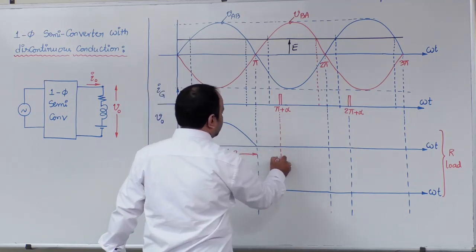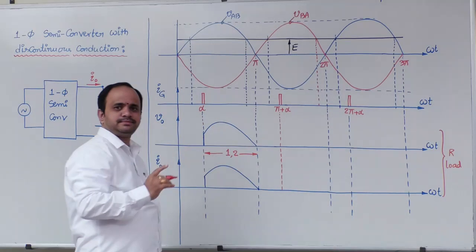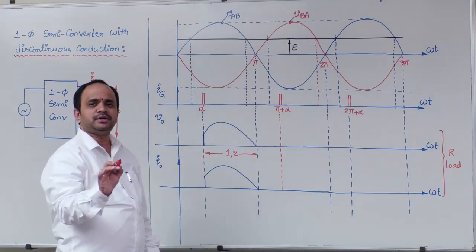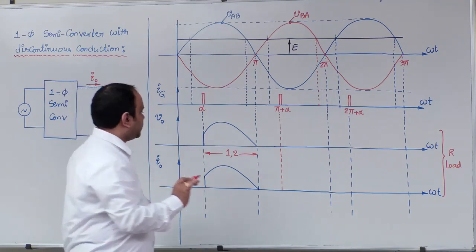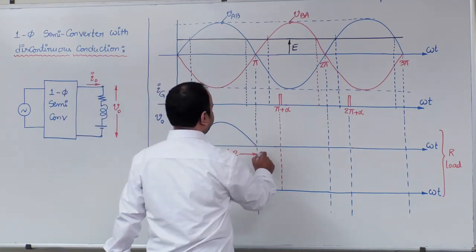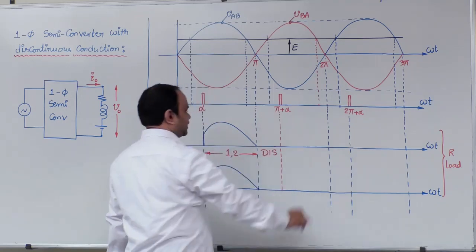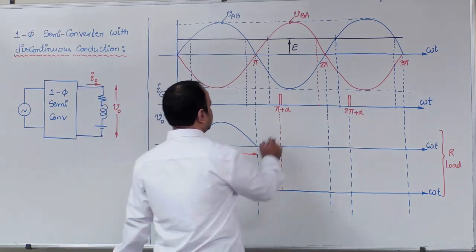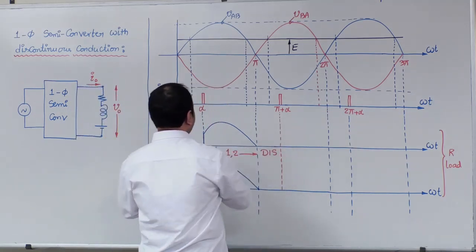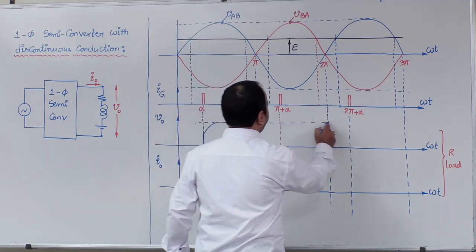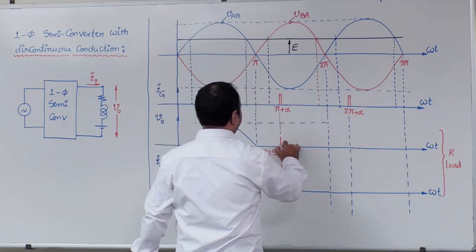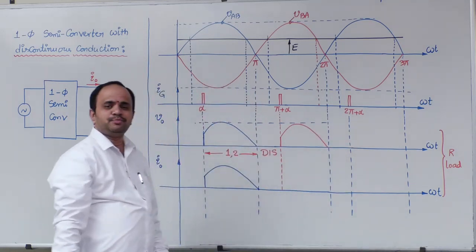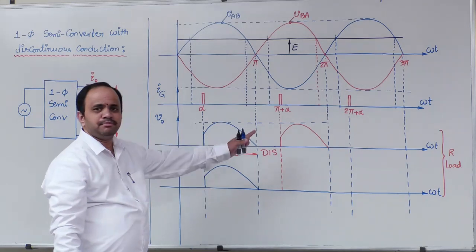Here, one important point to observe: in case of resistive load, there is no freewheeling action. Therefore, pi to pi plus alpha is considered a discontinuous interval. Next, pi plus alpha to 2 pi, third and fourth position devices are in conduction, and hence output voltage will be equal to VBA.